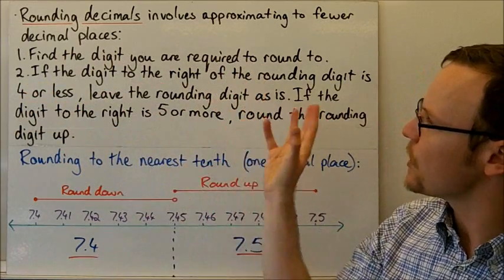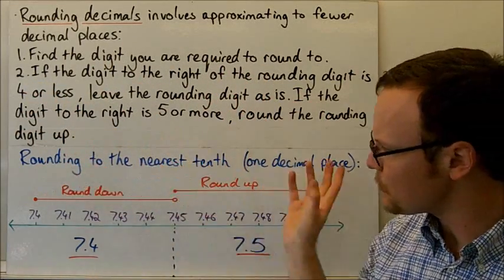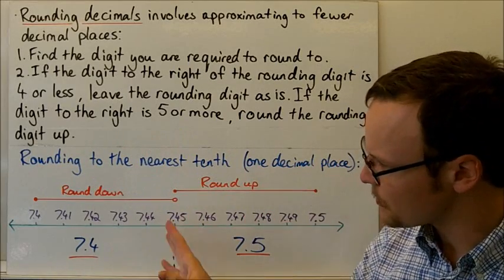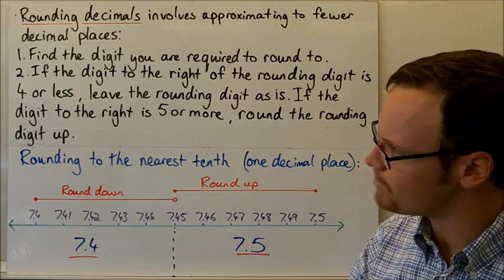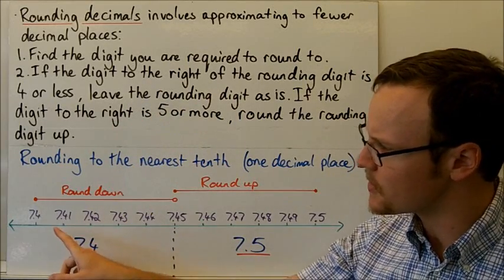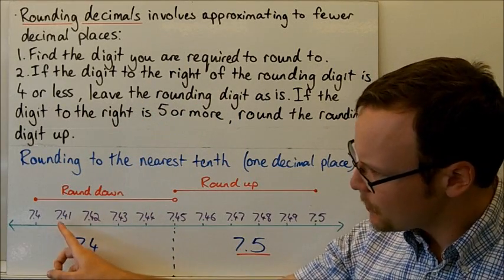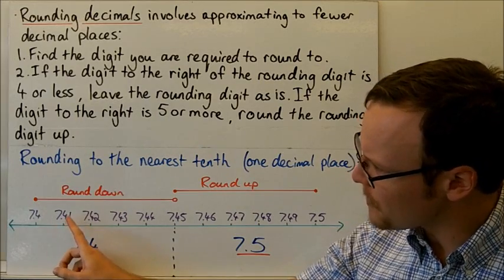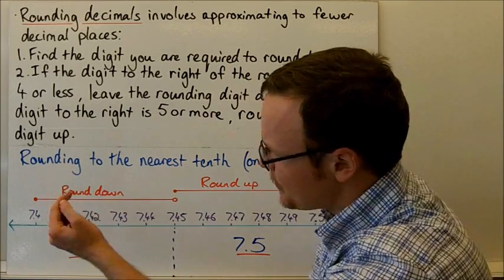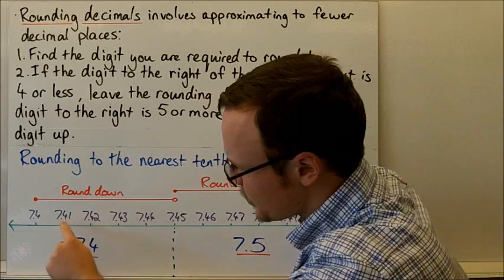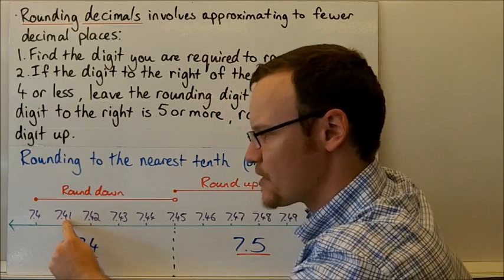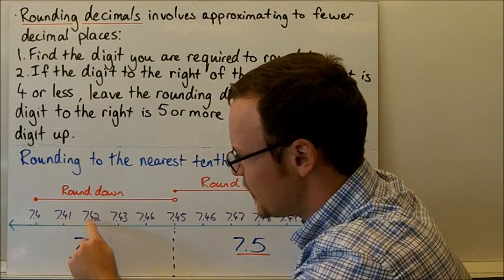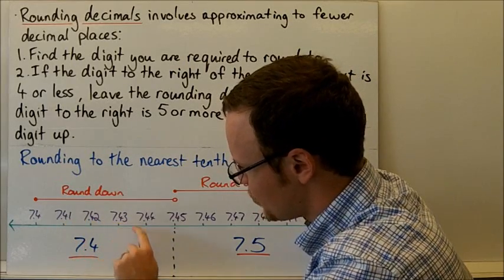Once we've done that, if we round to the nearest tenth, here I've got a number line, and I'll get back to the points in a second. But on the number line, if we were to look at 7.41, and we were asked to round to the nearest tenth, the number we would be looking at is this number here. It's the first decimal place, 1 decimal place. So it's the number just to the right of the decimal point.